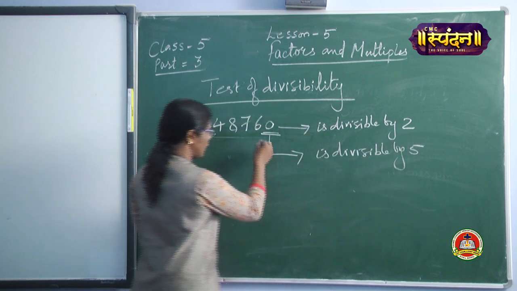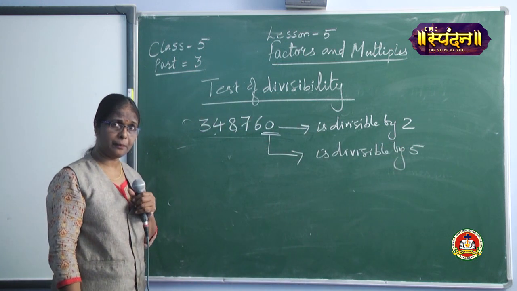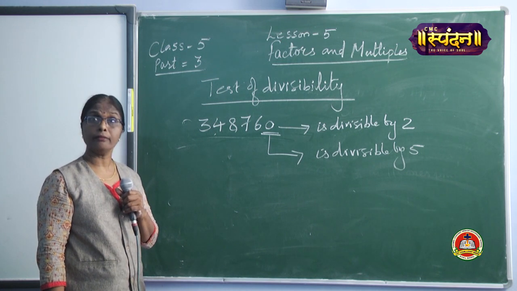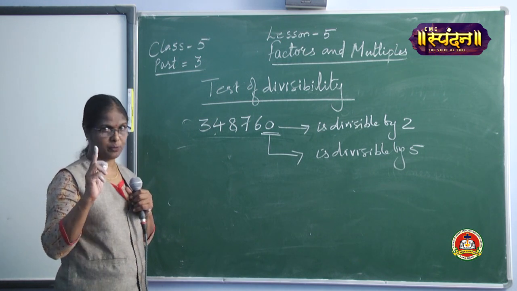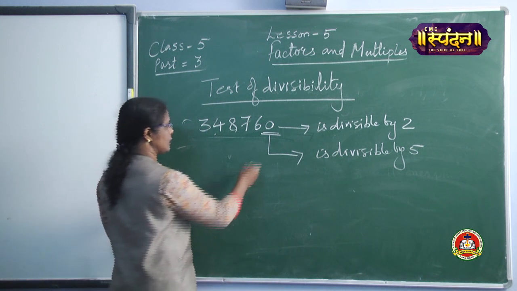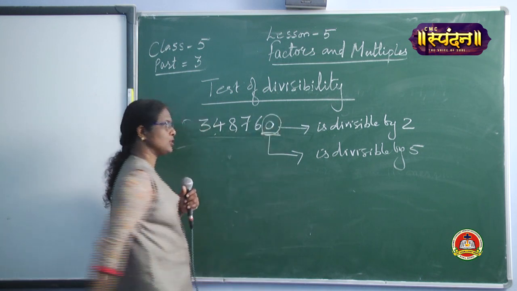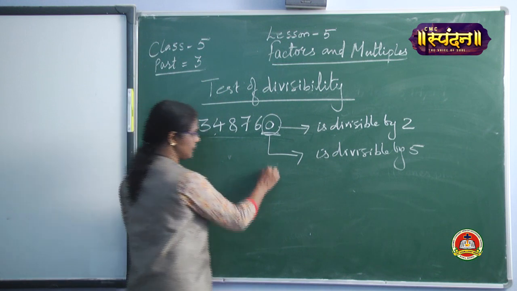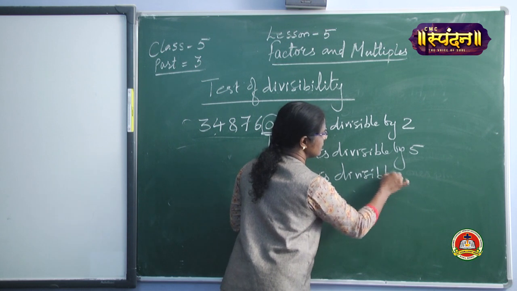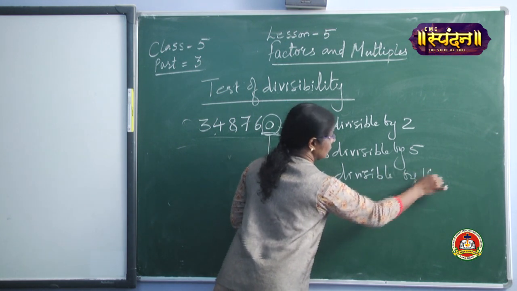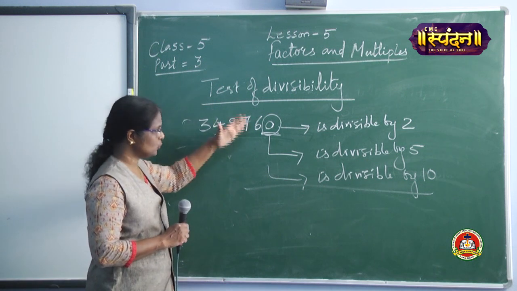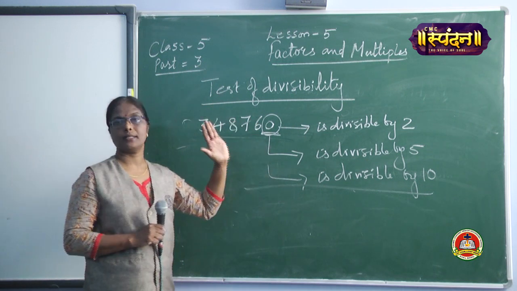Now, check out whether this number is divisible by 10. What is the rule for divisibility by 10? It should have 0 in its ones place. If a number is divisible by 10, it should have 0 in its ones place. Again, this number is having 0 in its ones place. That means it is also divisible by 10. So, this number is divisible by 2, 5 and 10 also.